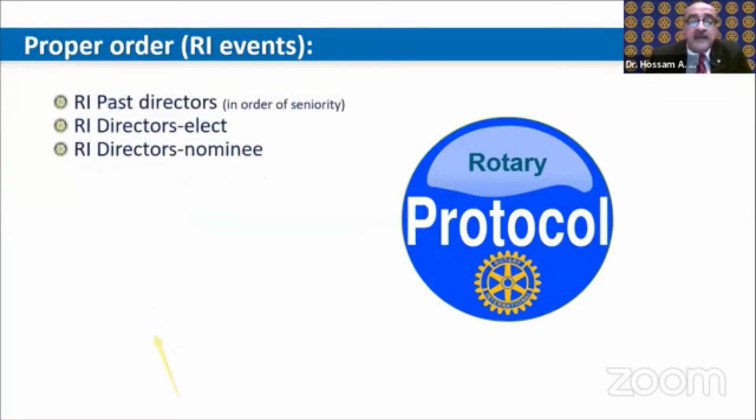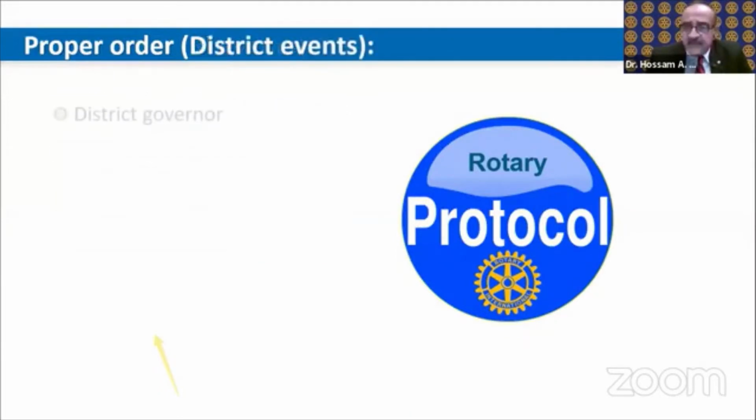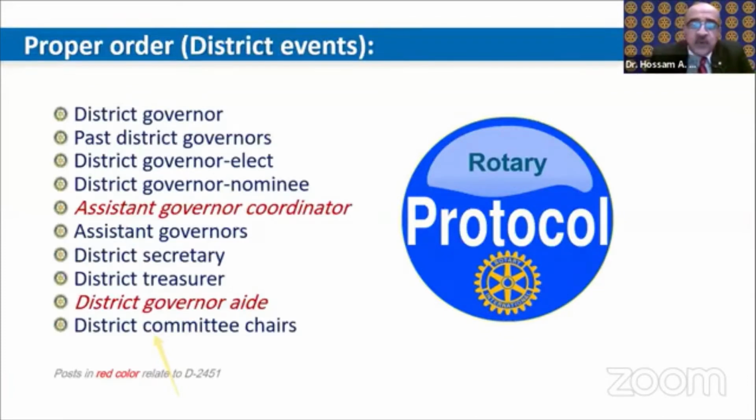Next we say past directors elect, directors nominee, past trustee, incoming trustee, past secretaries, and then the coordinators, whichever area or group we are dealing with. I hope this is clear for all of us. Then we have the local.